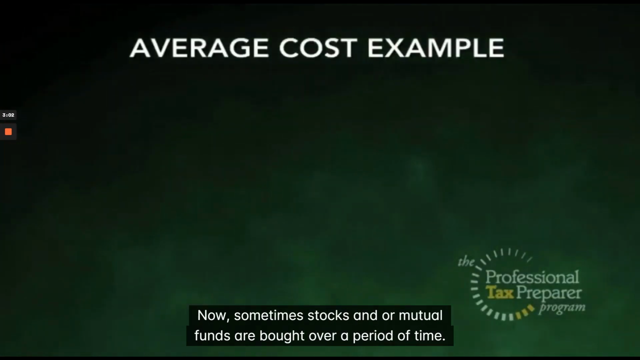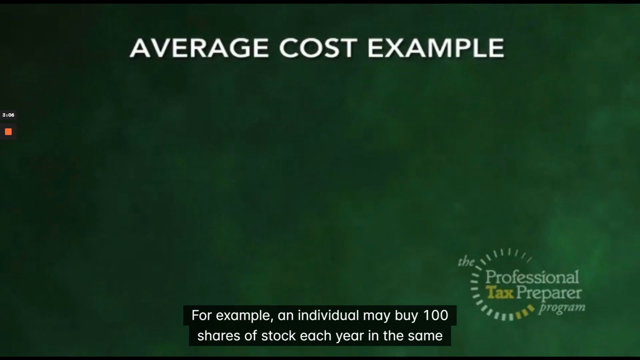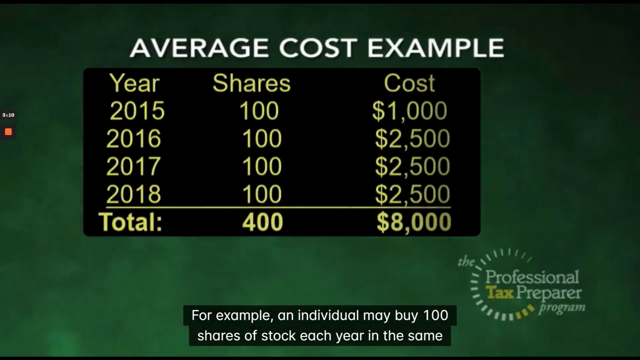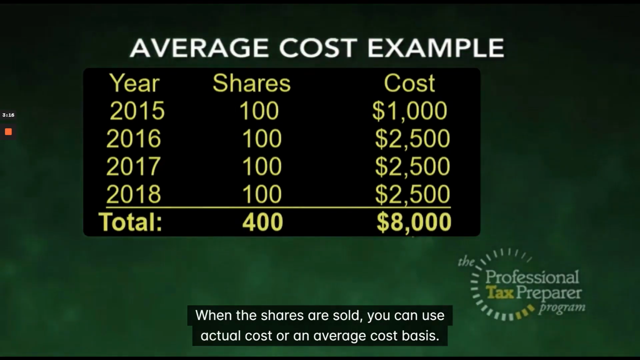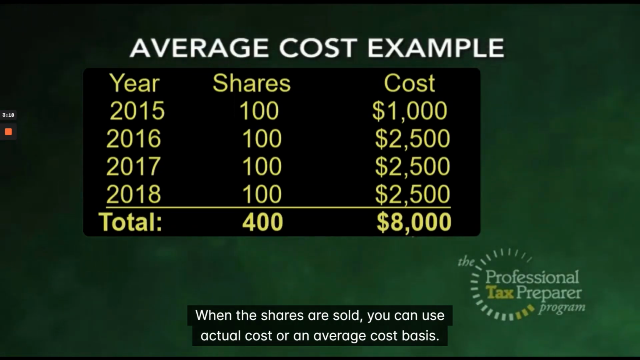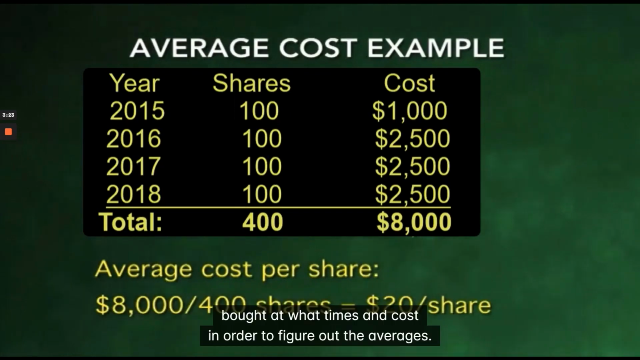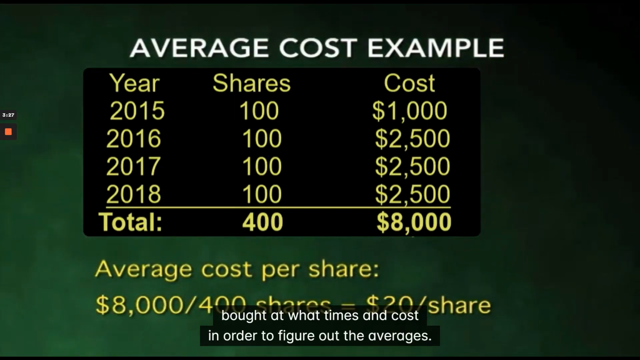Now, sometimes stocks and/or mutual funds are bought over a period of time. For example, an individual may buy 100 shares of stock each year in the same company over a period of several years. To calculate the basis when the shares are sold, you can use actual cost or an average cost basis. To use the latter, you need to know how many shares were bought at what times and cost in order to figure out the averages.